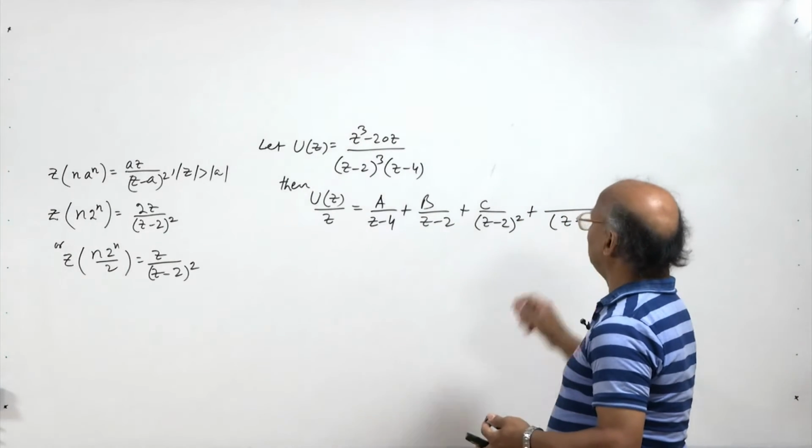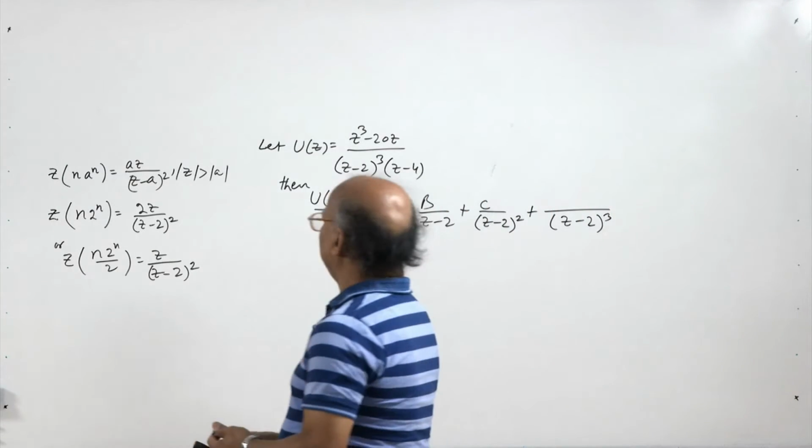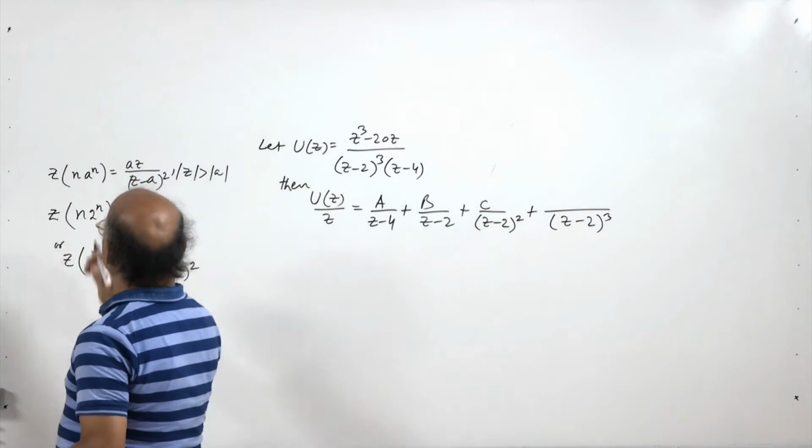But here, when we come to (z minus 2) whole cube, let us recall the formula for n square a to the power n.